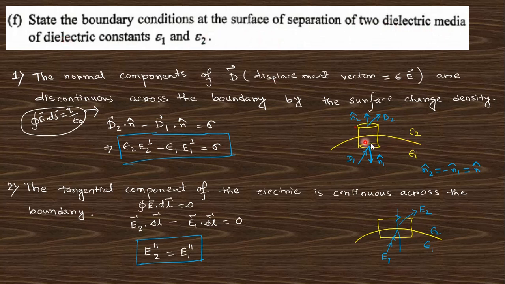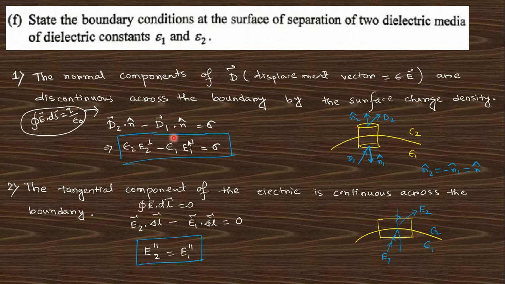Next question. State the boundary condition at the surface separating two dielectric media, epsilon 1 and epsilon 2. So this is dielectric medium epsilon 1 and dielectric medium epsilon 2. The condition says that the perpendicular component of the displacement vector is discontinuous by the surface charge density. The displacement vector is nothing but epsilon times the electric field E. If you take a cylinder as a Gauss surface, you will get this formula. We do not prove this formula, we just write it down. You can prove it from Gauss's theorem very easily.